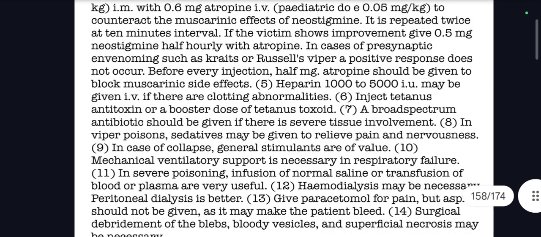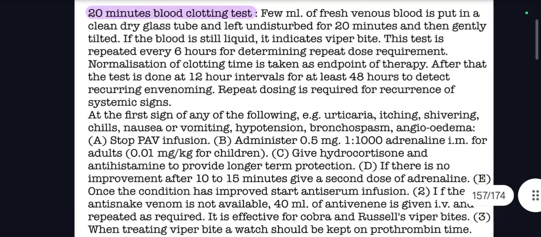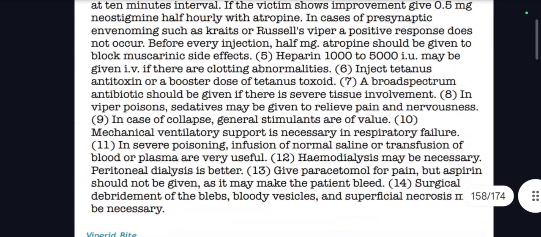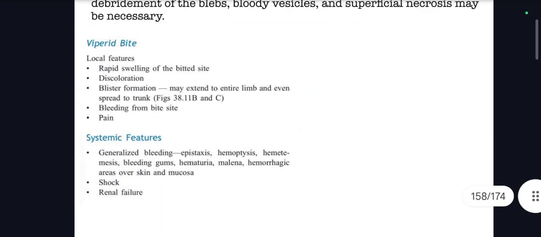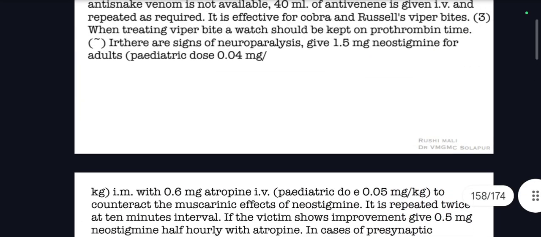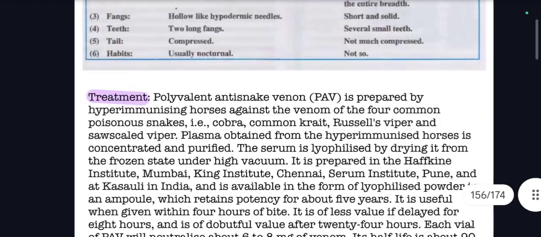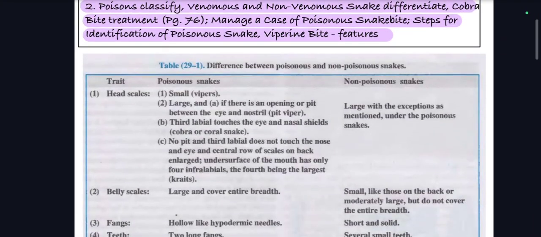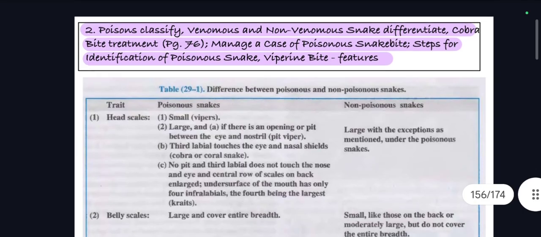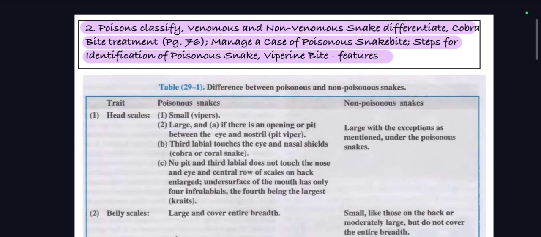So these are the points regarding treatment of snake bites. What about the viperine bite? Local features are there in viperine bite. So remember, this is quite a lengthy answer. Just you have to differentiate between poisonous snakes and non-poisonous snakes, and that was about the cobra bite treatment, which we read now. Okay, and further we would be dealing how to manage a case of poisonous snake bite. We learnt it above, the 4 steps. You remember the picture to manage the case of poisonous snake bite, and yeah.